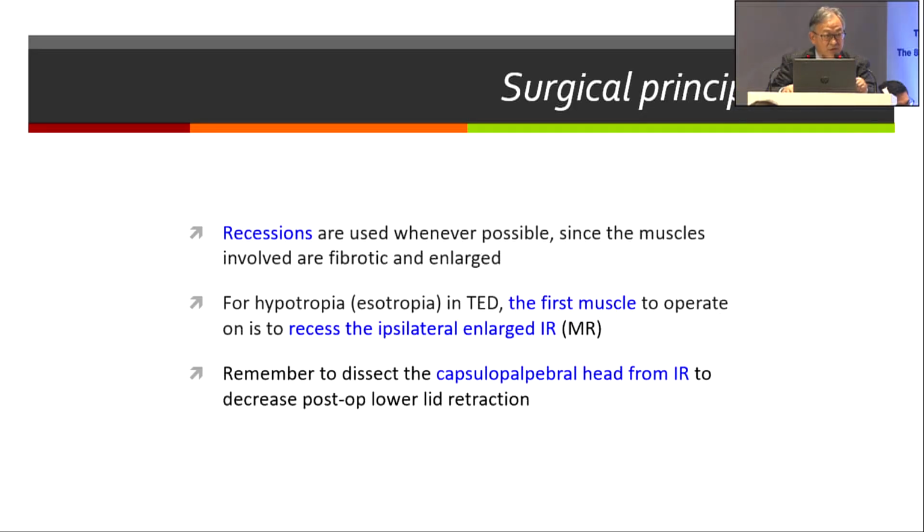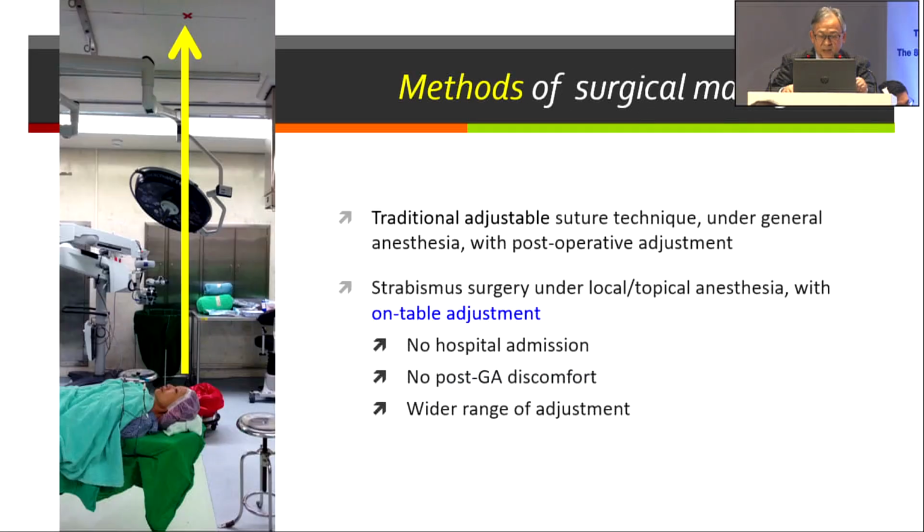For the methods of surgical treatment, traditionally we recommend the adjustable suture technique under general anesthesia with postoperative adjustment. However, recently I adopted local anesthesia with on-table adjustment, which has the benefit of no hospital admission, no post-general anesthesia discomfort, and a wider range of adjustment on the table.